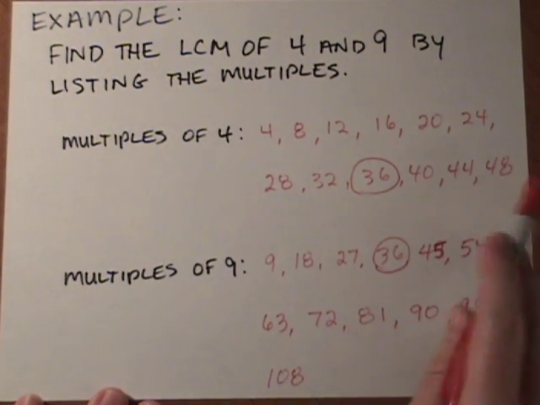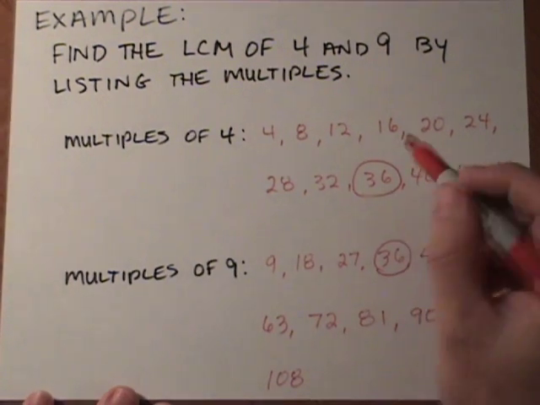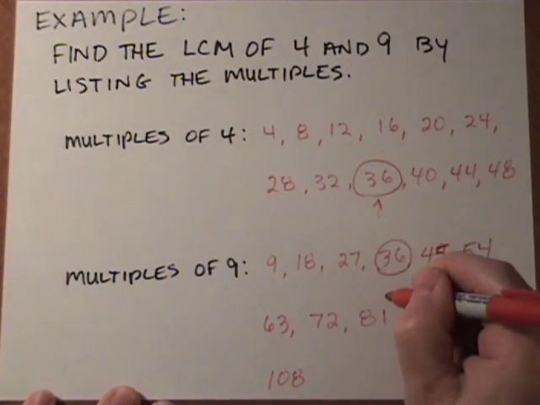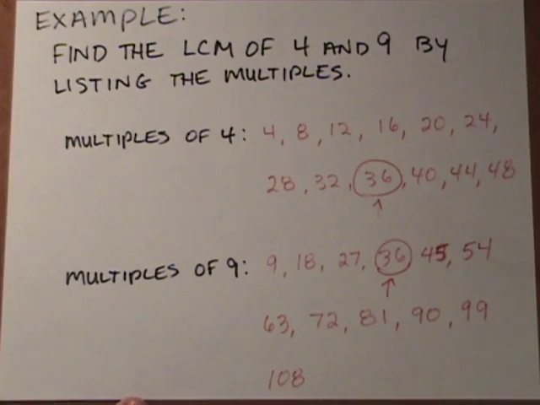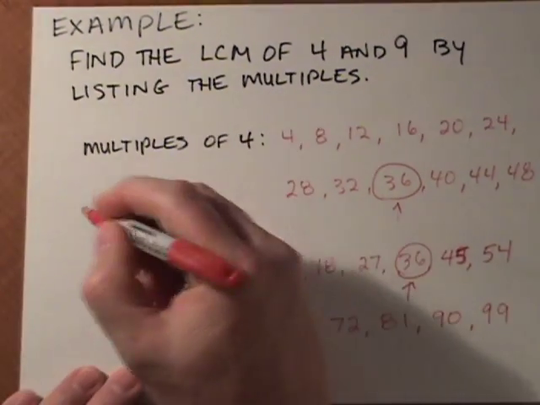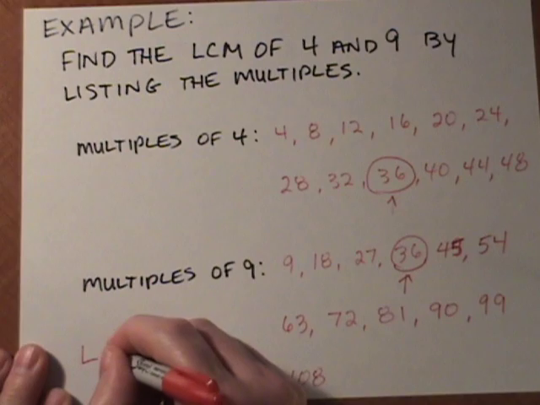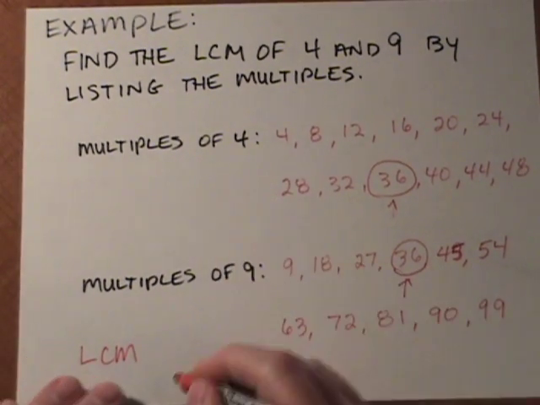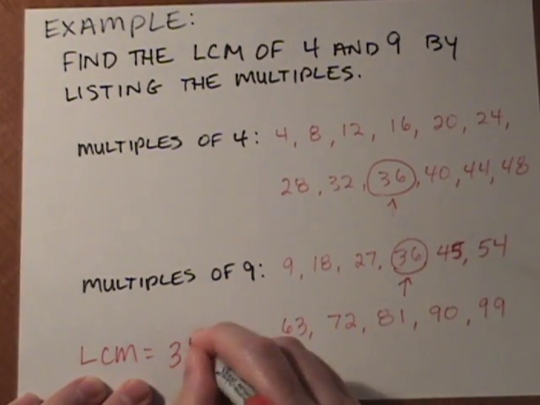So, I could keep going with the 4s, but this is enough because this is the smallest number that they have in common or they share. So the LCM, or the least common multiple, of 4 and 9 is going to be 36.